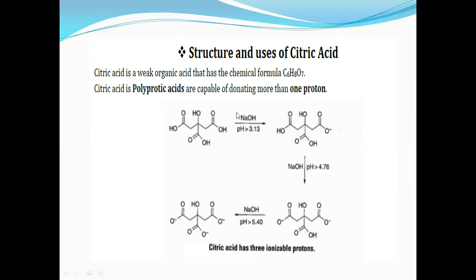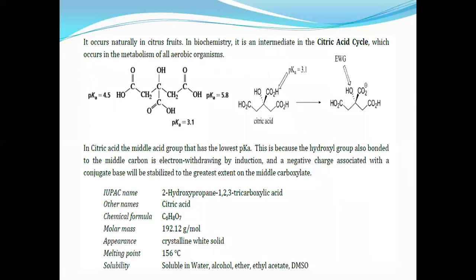So this citric acid molecule is basically a polyprotic acid which can donate more than one proton. Basically, the citric acid molecule is going to have 3 ionizable protons if it undergoes a protonation reaction. So it occurs naturally in citrus fruit. So citric acid is present naturally in the form of citrus fruits.